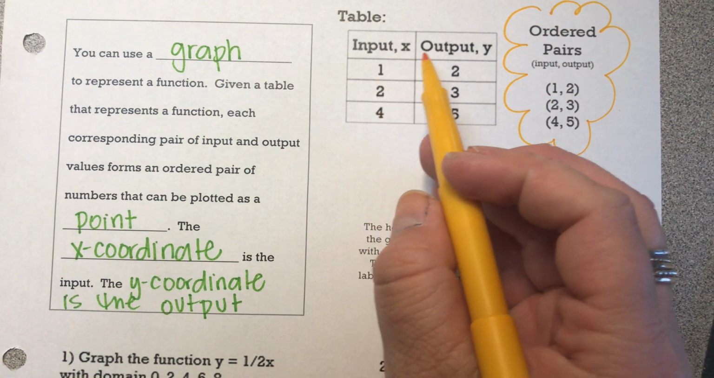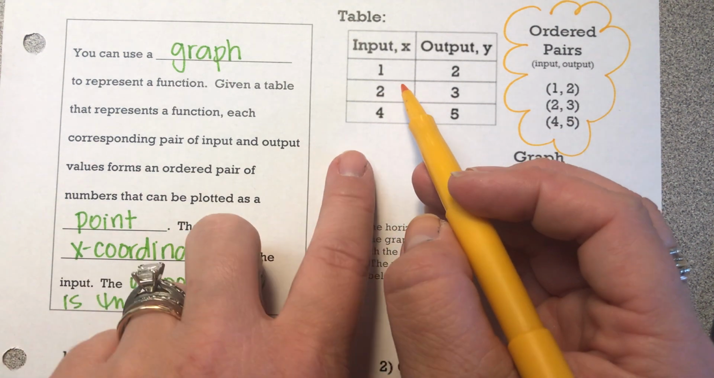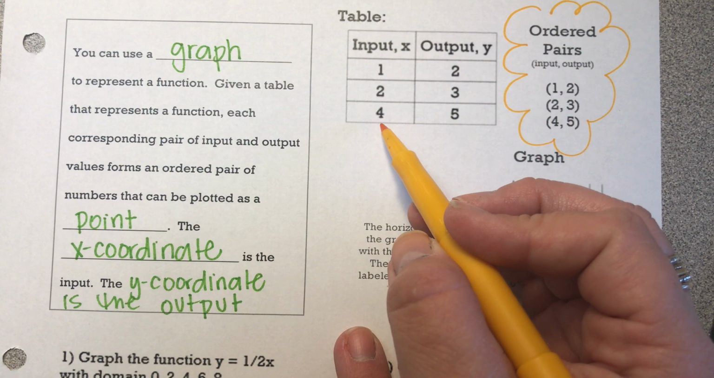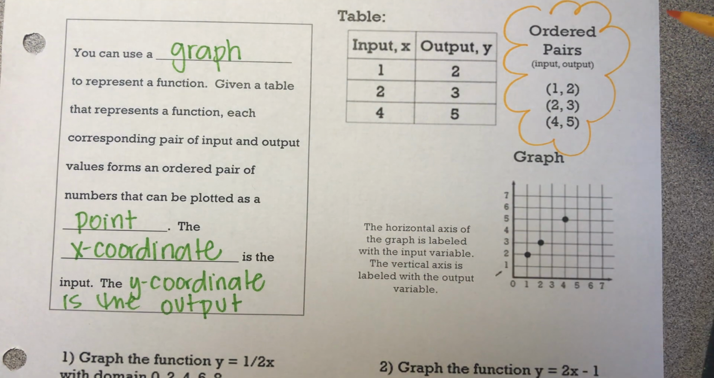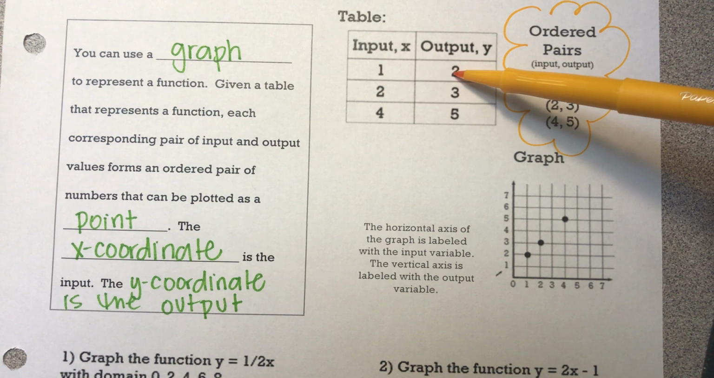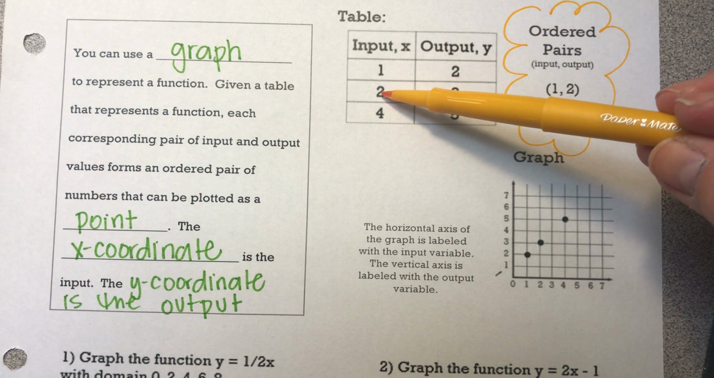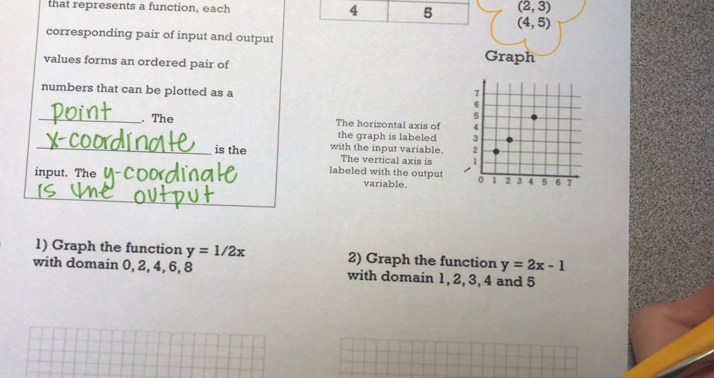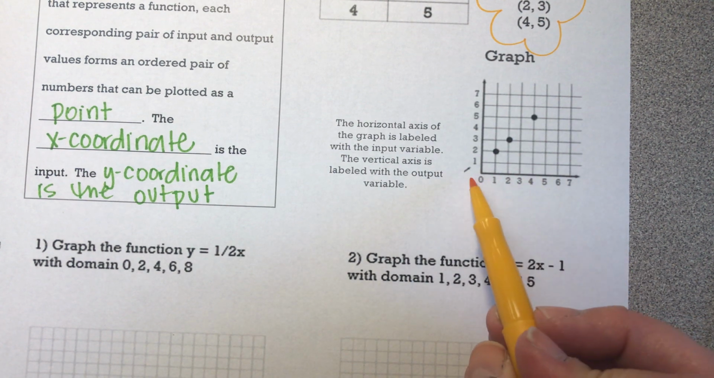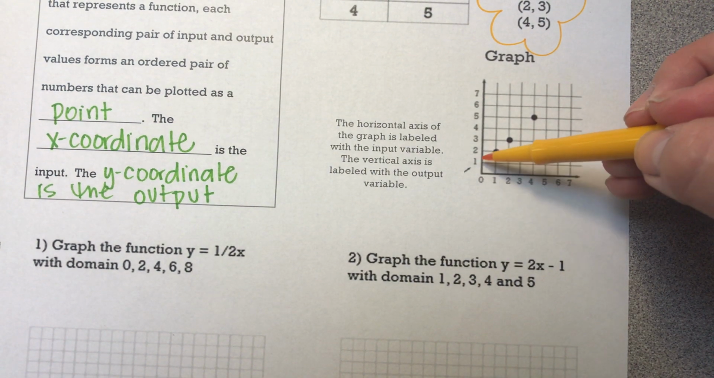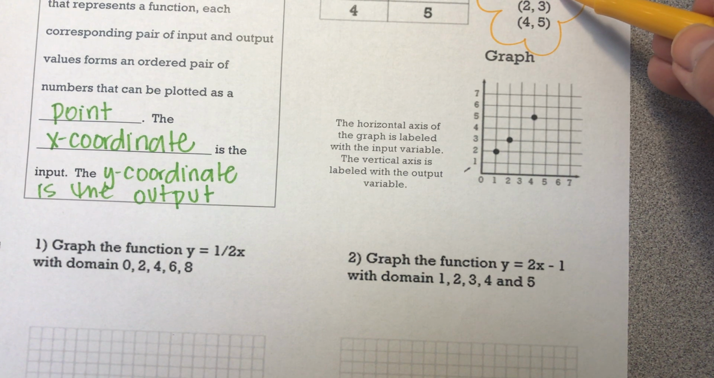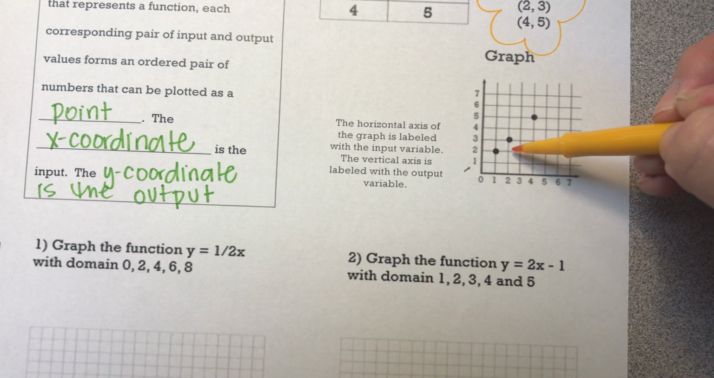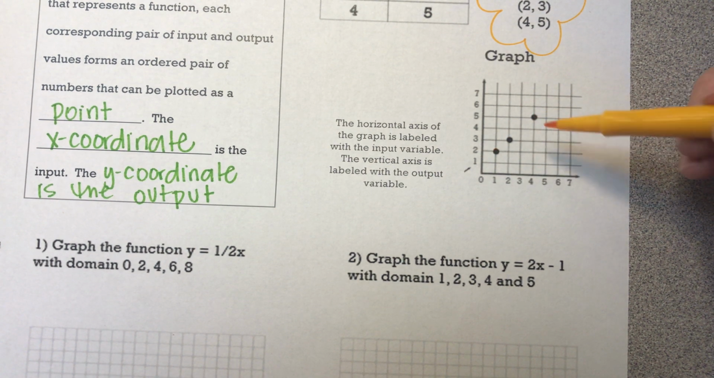So what we dealt with yesterday were tables, where if our x was 1, our y was 2. If our x was 2, y was 3. If our x was 4, y was 5. To write that as an ordered pair is 1, 2, because it's x and then y. This pair would be 2, 3. This would be 4, 5. And if you remember graphing, you always put the input or the x along the bottom and then the output or the y along the side. So for the ordered pair 1, 2, it was over 1, up 2. Then the ordered pairs 2, 3 and 4, 5.